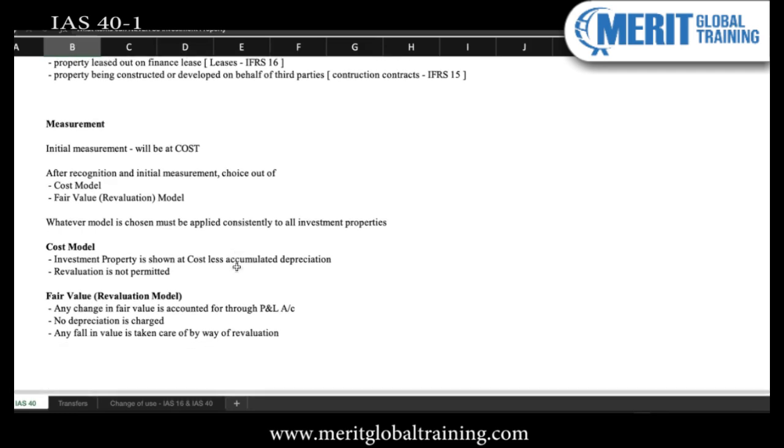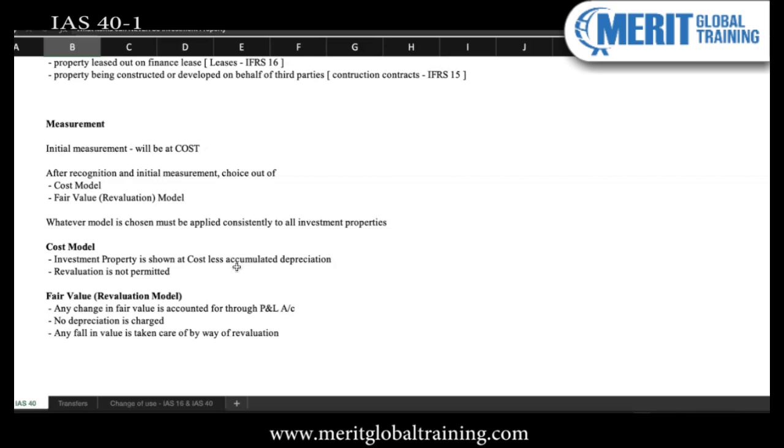Okay, now the first model, which is your cost model, a historical cost model, which you have seen in so many other accounting standards also. Here, the investment property is shown at cost less accumulated depreciation. Revaluation is not permitted naturally. That is not the model you have chosen. But you could also use the fair value model, which in a lot of ways for investment property would be the more appropriate model. So whenever there is a change in fair value of investment property, the change gets recorded through P&L account.